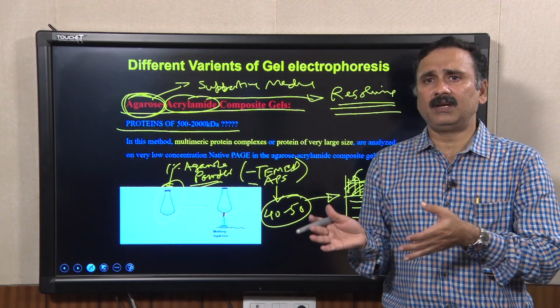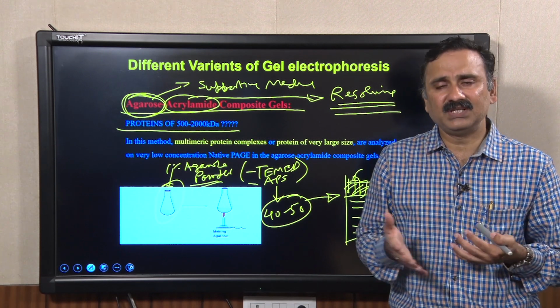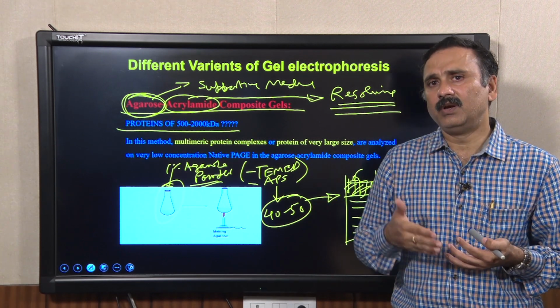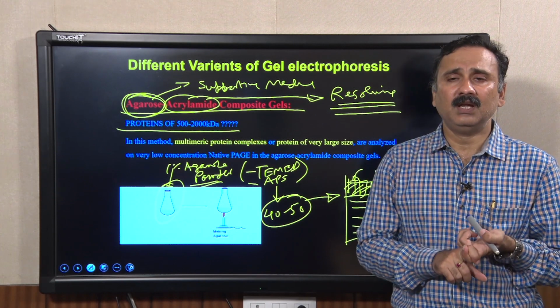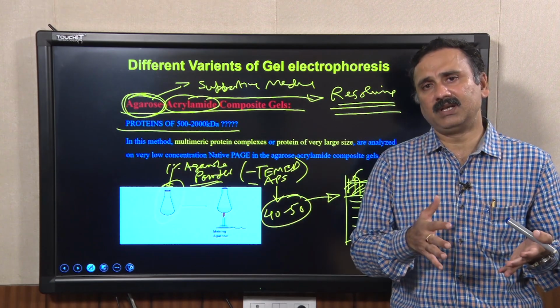If you require, you can run SDS-PAGE, or if you require, you can run native PAGE, and that is going to be good enough to resolve a single protein of such high molecular weight or multimeric protein complexes.